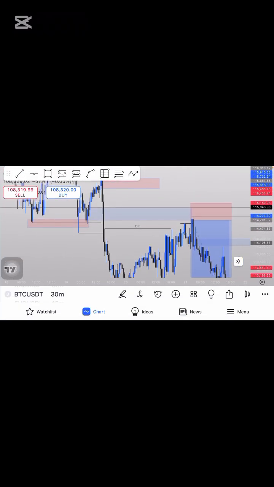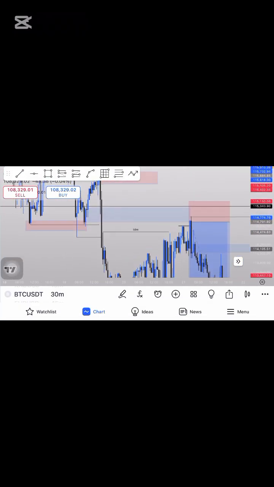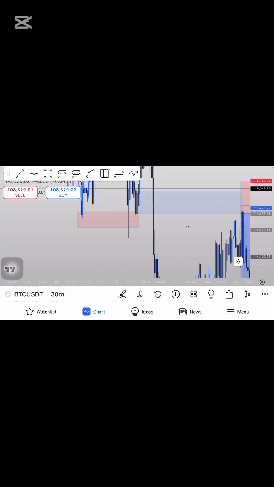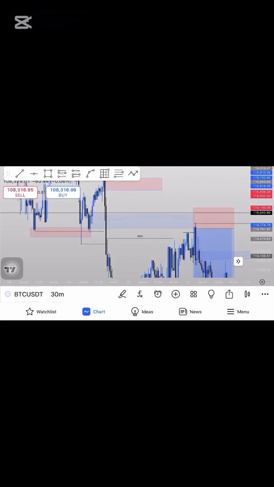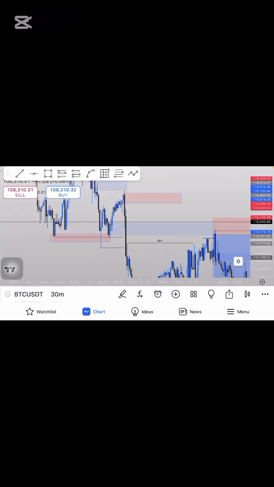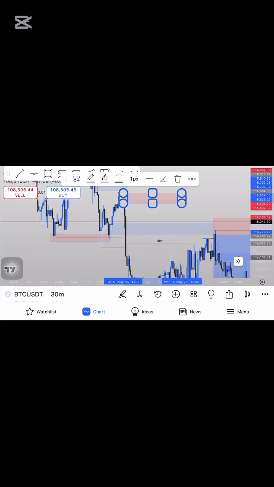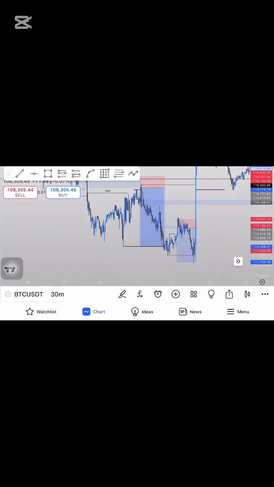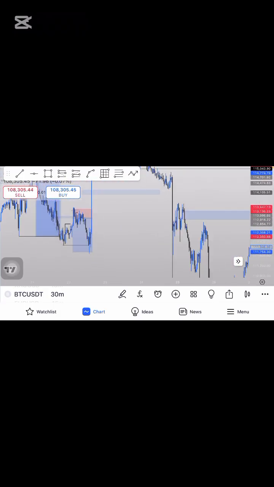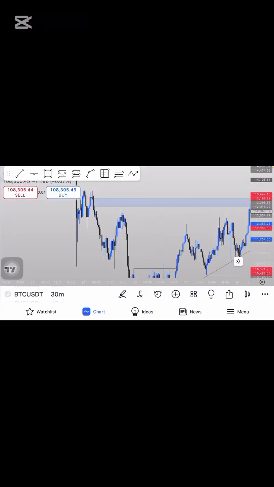Then the third one says that it must not be mitigated. When this IDM happened, it does not mitigate this breaker block. Then the fourth one says choose the POI closest to inducement, and this is the POI that is closest to inducement. Imagine you are trying to choose from this other block, you will miss entry. You will miss entry. That's how it does.